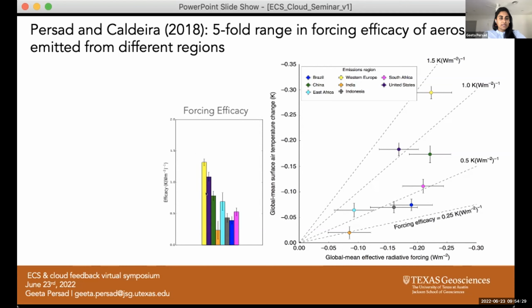And again, you can see that kind of distinction between sort of the past emitters, Western Europe in yellow, the US in purple, China in green that have high efficacy, places like India and South America and Africa that have pretty low efficacy. So this obviously gets you thinking about what this means as the spatial pattern of aerosols evolves across these different regions, which I'll talk about in a minute. But we wanted to understand what was driving these efficacy differences.